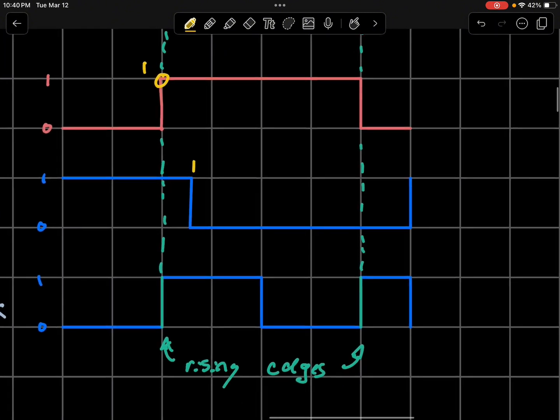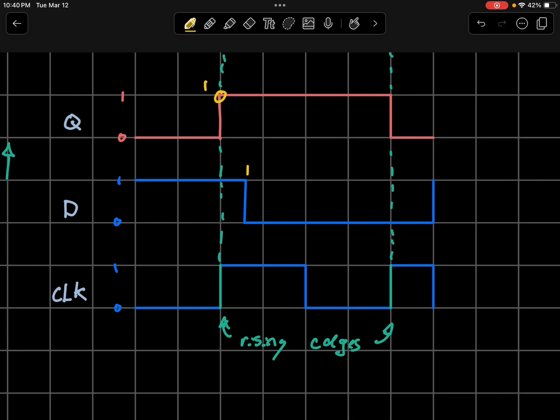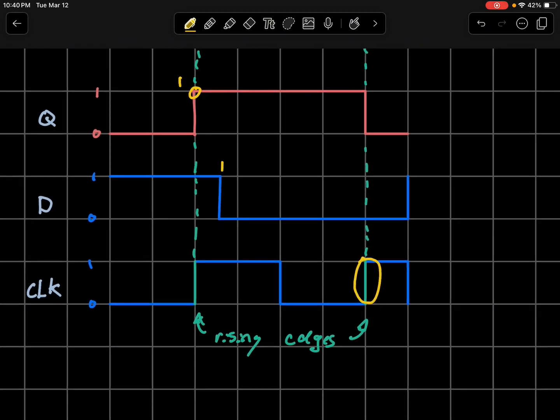And then, despite data changing, again, we're only looking at the rising edges. So we'll take a look at this part here. This is the second rising edge, or the second part we'll look at. So here, we see that data has now turned into 0. So at this point, we're going to make it a 0.